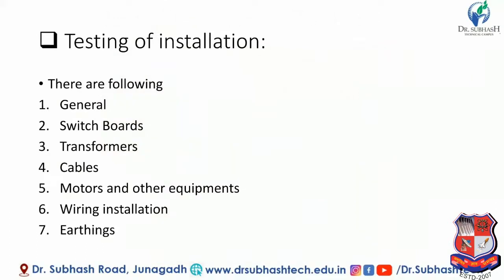Testing of installation is done as follows. First is general testing, second is switchboard testing, third is transformer testing, fourth is cable testing, then motor and other equipment testing, and sixth is wiring installation. The seventh and most important one is earthing installation.